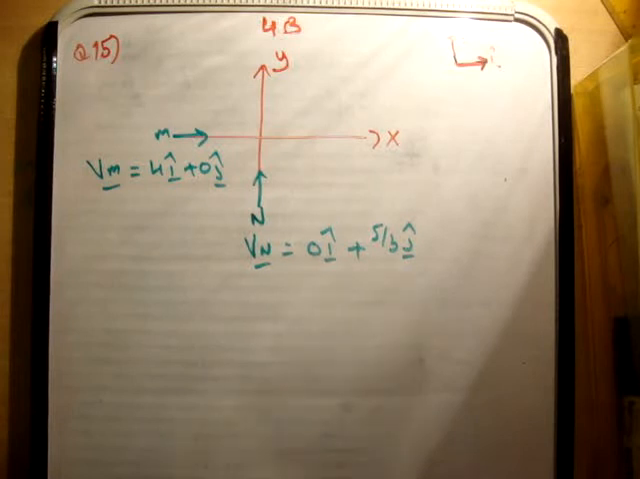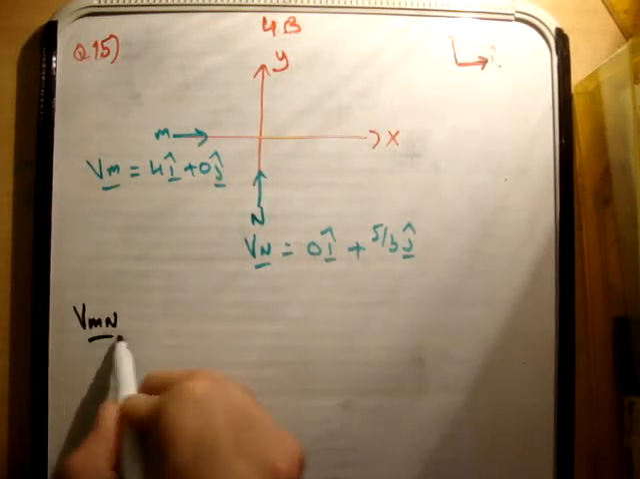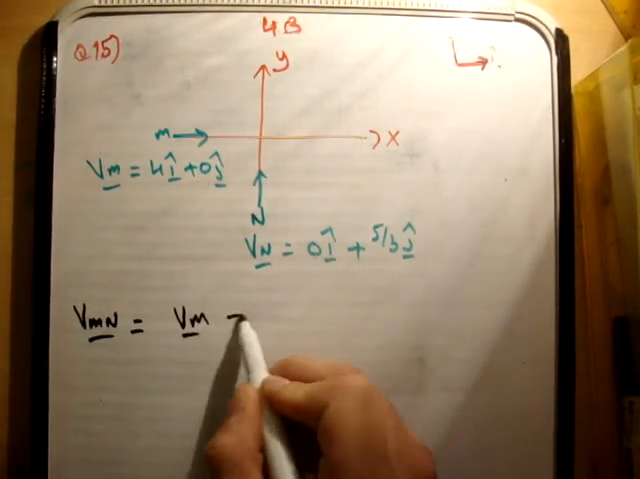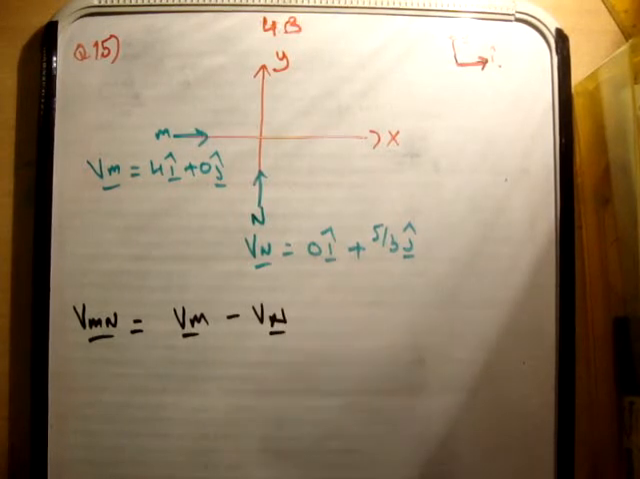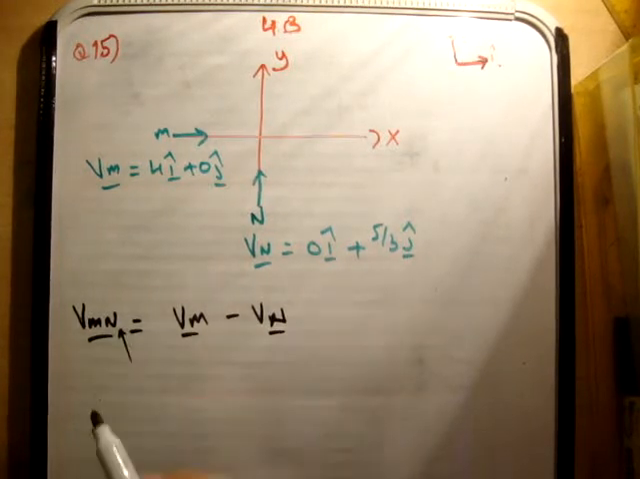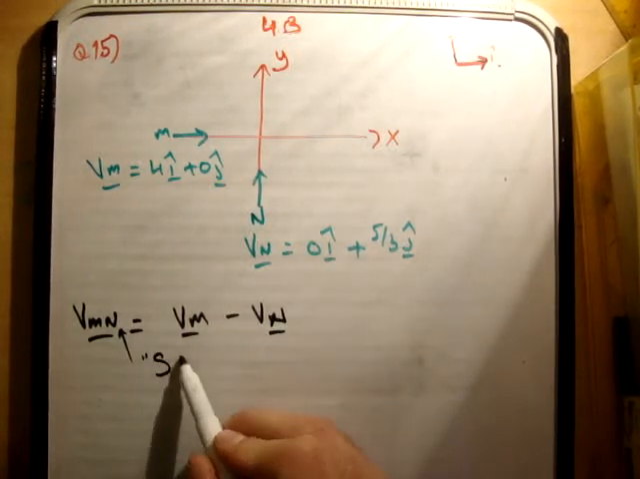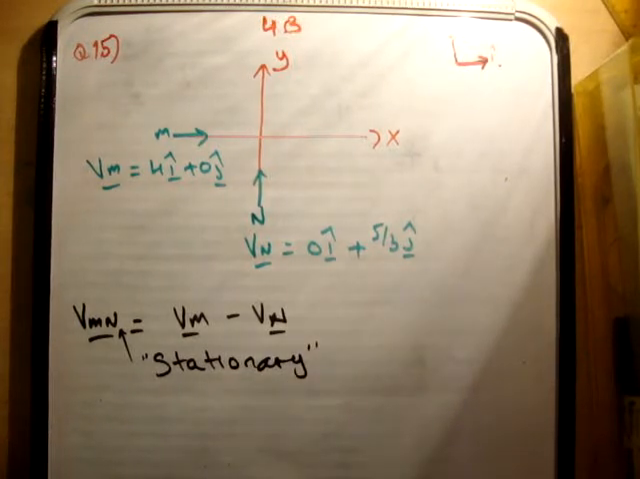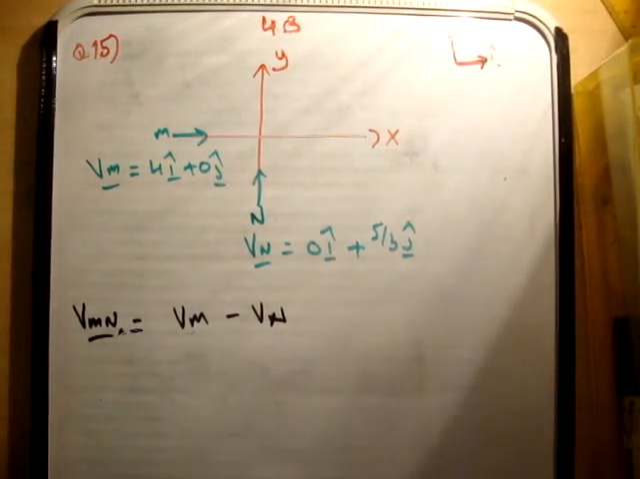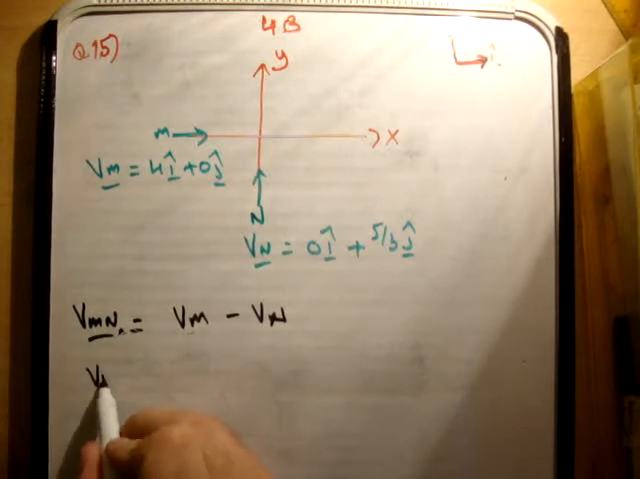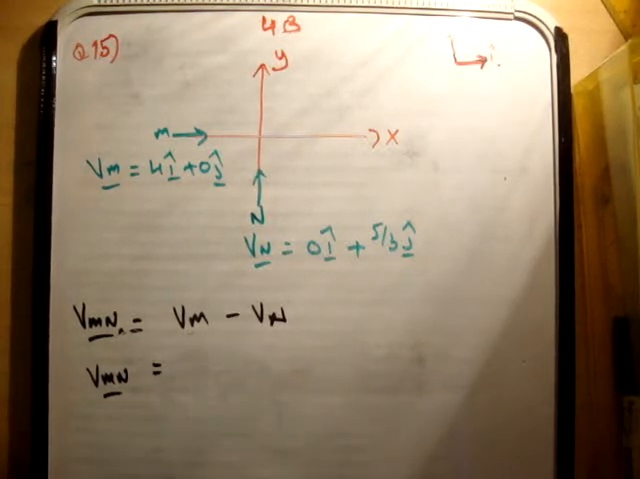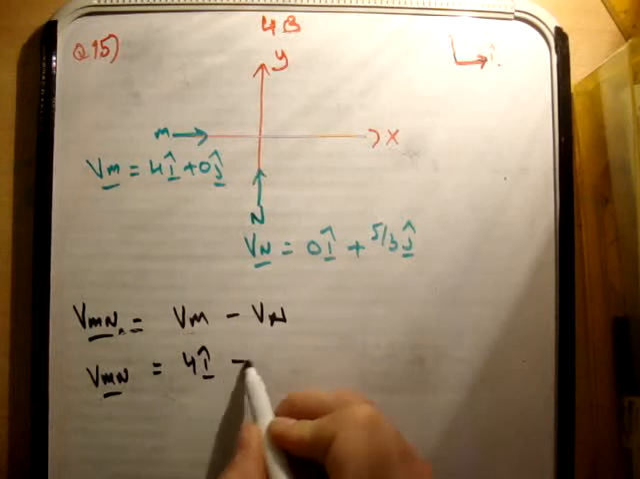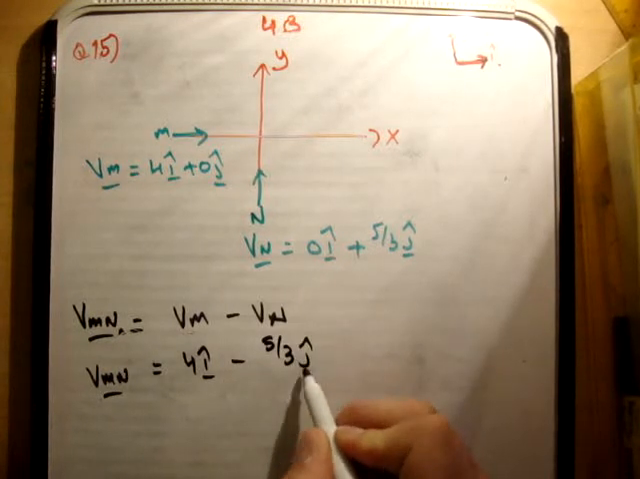So we need to get the vector Vmn, which mathematically is very straightforward because it's Vm minus Vn. But the crucial thing here, and this is absolutely crucial for the rest of this question, is that we know that N is in a frame of reference whereby it believes that it is stationary. Alright, so let's just plug in the values which we know, and if we do that you're going to get Vmn is equal to 4 i hat minus 5 over 3 j hat.